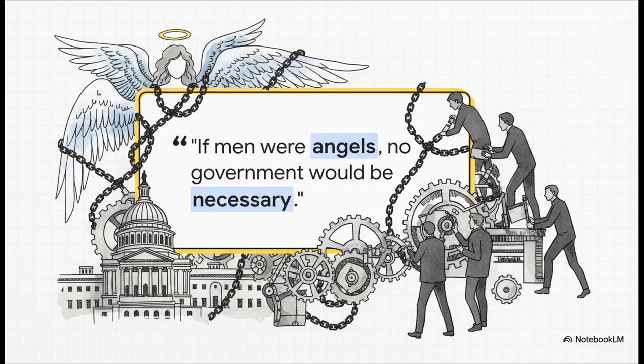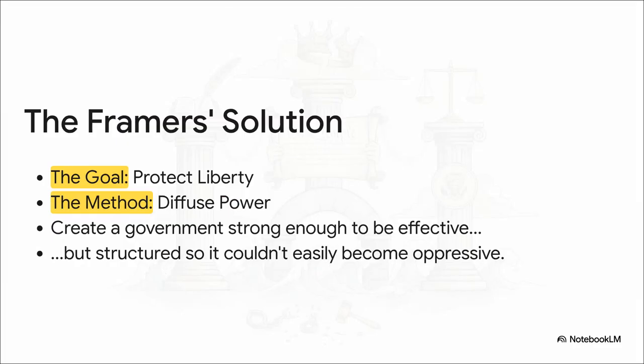James Madison just nailed it in Federalist 51. He wrote, "If men were angels, no government would be necessary." And the implication there is just so clear. Since people aren't angels, you need a government. But, and this is the crucial part, because the people who are in the government aren't angels either, you have to build controls into the government itself. So this was their solution.